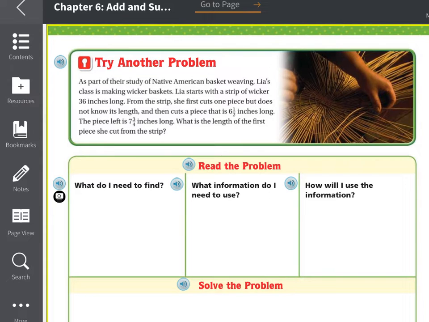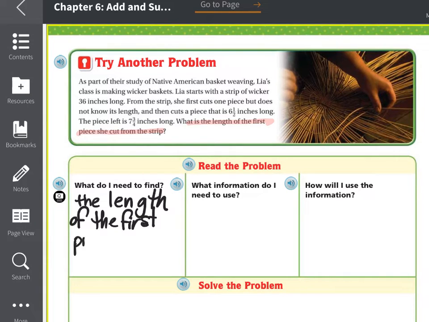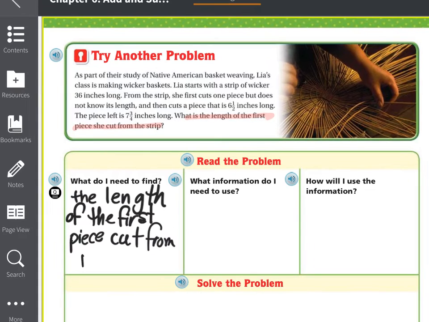So what do we need to find? We need to look at our question. The question is, what is the length of the first piece she cuts from the strip? So that's what we need to find. So we're going to write that here. The length of the first piece cut from the strip.